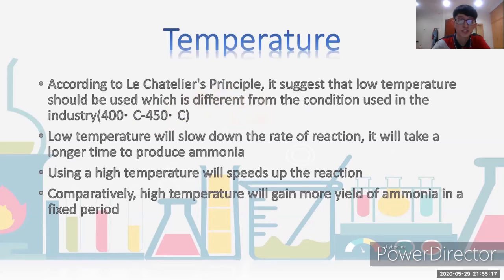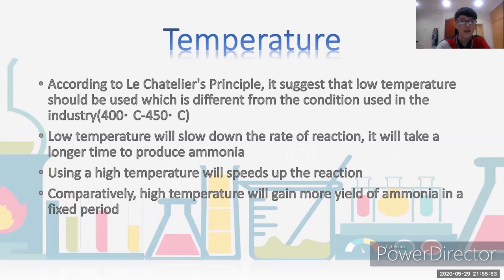For the temperature, according to Le Chatelier's principle, it suggests that low temperature should be used, which is different from the condition used in the industry, which is 400 degrees Celsius to 450 degrees Celsius. The reason behind this is that low temperature will slow down the rate of reaction, and it will take a much longer time to produce ammonia.